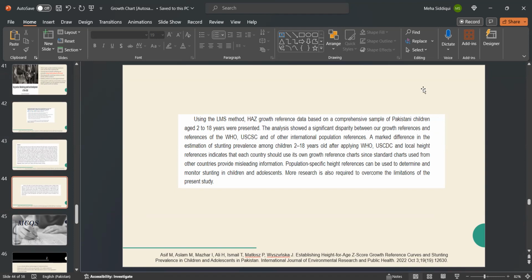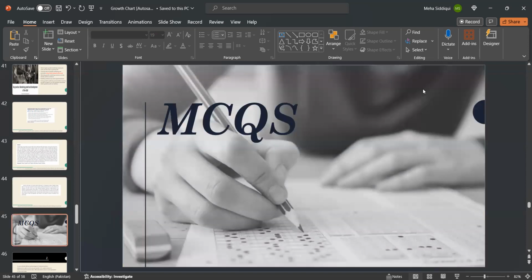WHO, US CDC, and local height reference indicates that each country should use its own growth reference charts, since standard charts used from other countries provide misleading information. Population-specific height references can be used to determine and monitor stunting in children and adolescents. More research is also required to overcome the limitations of the present study.